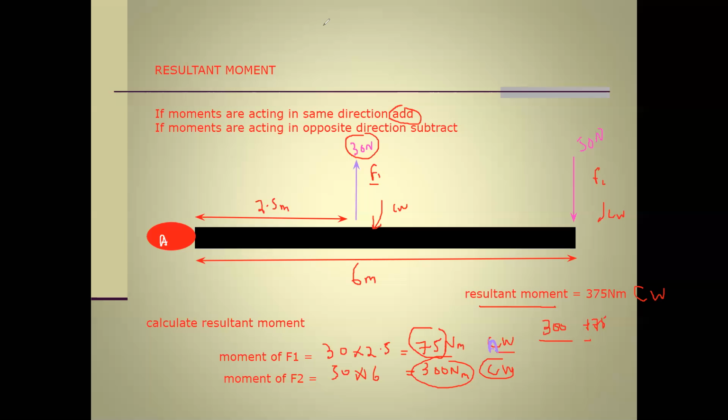So the 30 Newton force is causing an anti-clockwise moment of 75 Newton meters, and the 50 Newton force is causing a clockwise moment of 300 Newton meters. If I want to find the resultant moment, how can I find it? I will simply subtract them. And the direction of the resultant moment is always the direction of the greatest moment, the moment which has the highest value. That is why it will be clockwise.